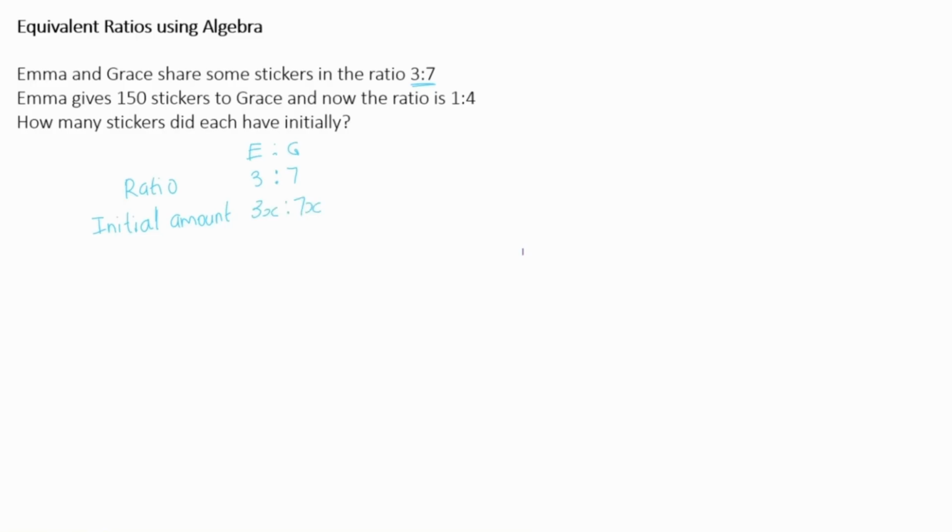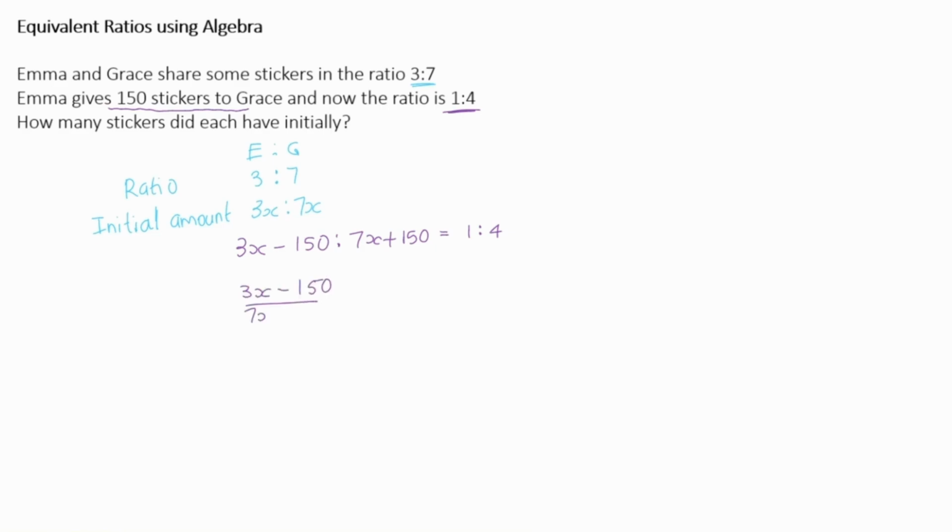We are then told that Emma gives 150 stickers to Grace, so we are going to take away 150 from Emma's amount. So we're going to write this as 3x minus 150. And because she's given them to Grace, we will add this amount to Grace's amount. So we're going to write this as 7x plus 150. We are then told that after Emma's given the stickers, the ratio is now 1 to 4. So we can now put this equal to 1 to 4. And we can now rewrite this as algebraic fractions.